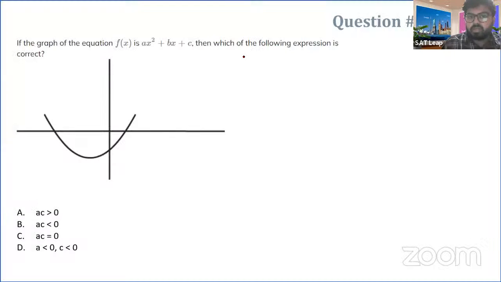For sure, this is a quadratic equation, right? Looking at the equation, it's easy to say it's a quadratic equation, and we are given the graph. We have to find which of the following expressions is correct. I'm just waiting for answers in the chat box.